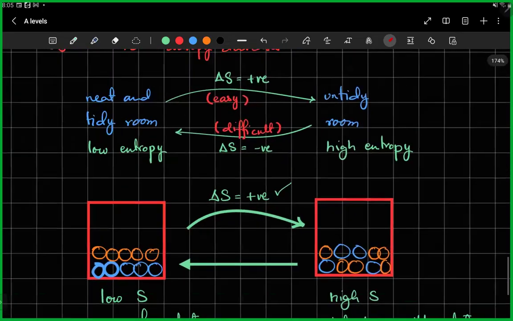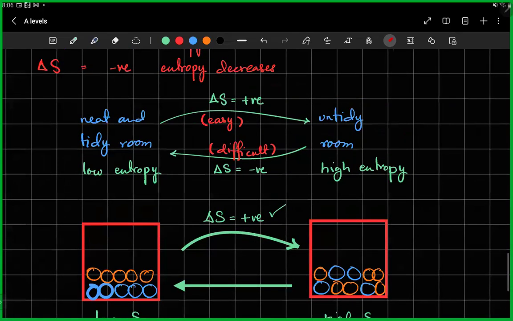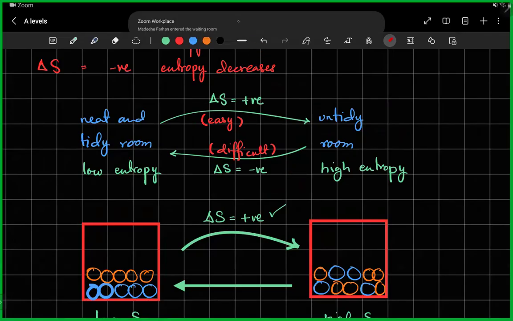And I gave you examples. I told you that you have an untidy room, that's a high entropy state. You've got a neat and tidy room, that's a low entropy state. So if you go from low entropy to high entropy, your entropy or disorder is increasing, right? That means delta S, the change in entropy, is positive. Vice versa, if you're going in the other direction.